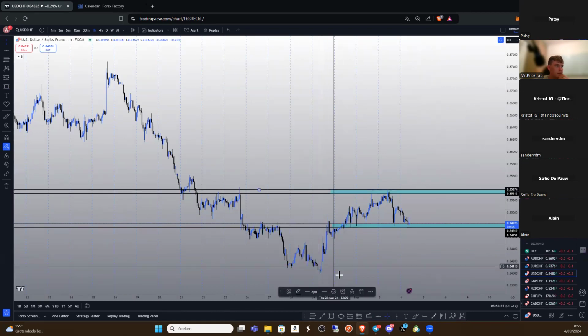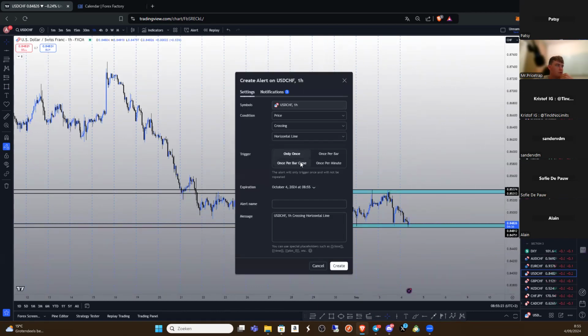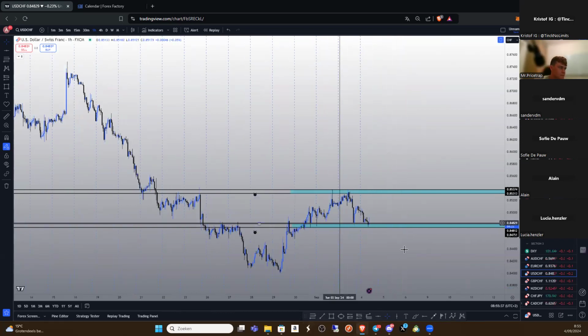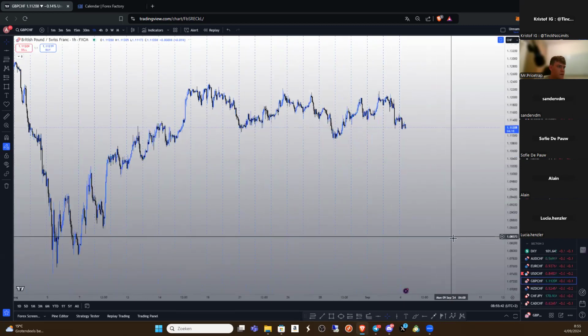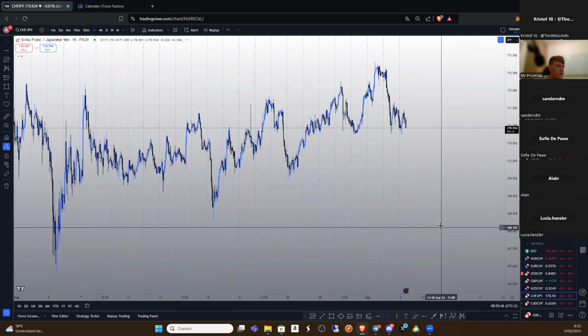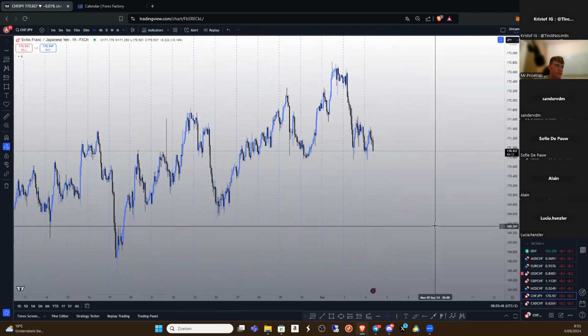So UCHF, I do like this one. We have some good structure. Break resistance. Let's see what we will get from this one. G-Shell, I don't like it. Nope, nothing to see here.